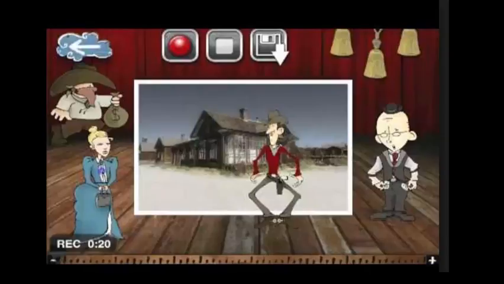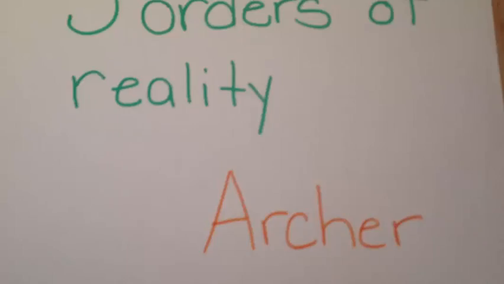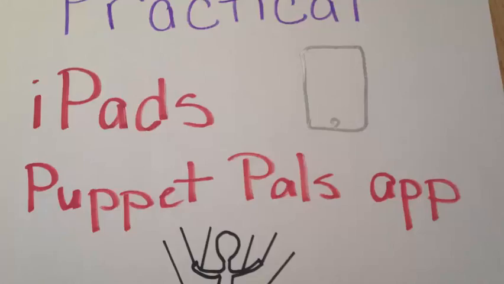And when thinking about the 3 orders of reality that we learned about from the article, the 2 that really jumped out to me was, first of all, the practical part of this assignment, that the kids had to use iPads to create their project, and also that they had to use the Puppet Pals app to create their story, and that was new for them.